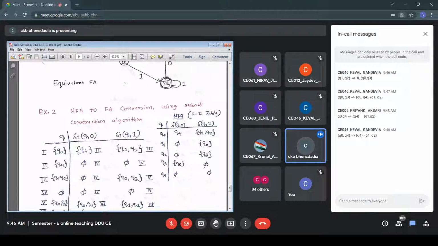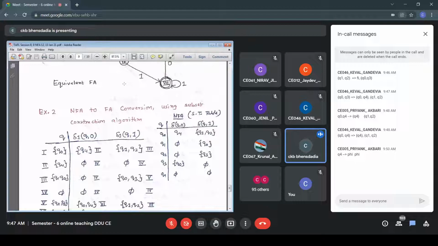Q0, Q4, that is a new subset, not encountered previously, therefore a new state. Label is 6. Q1, Q2 is existing with the label 3, so that is the 5th row. For Q0, Q3, the entries are Q0, Q4 and Q1, Q2, for 0 and 1, labels we have mentioned. So we have reached 5. Next it is 6, that is Q0, Q4.